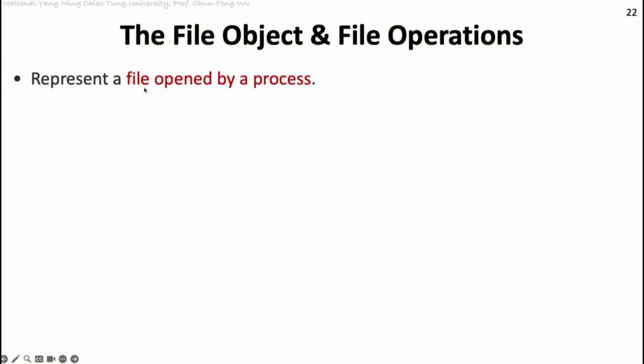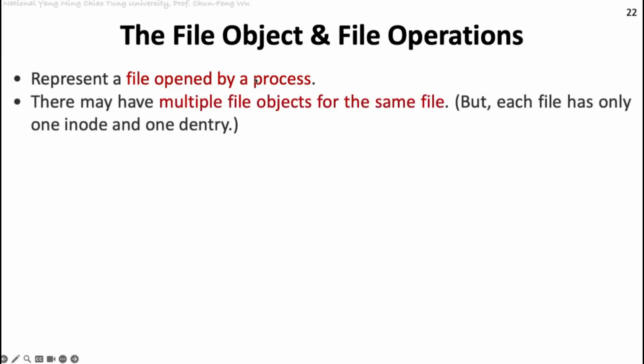The last one, because we say VFS has 4 components, will be the file object. It represents a file opened by a process. There may be multiple file objects for the same file, but each file has only one inode and one D entry. File is the concept related to the process, because multiple processes can open the same file. So it is possible to have several files, just like the file descriptor layer. But inode and D entry, you always have one.